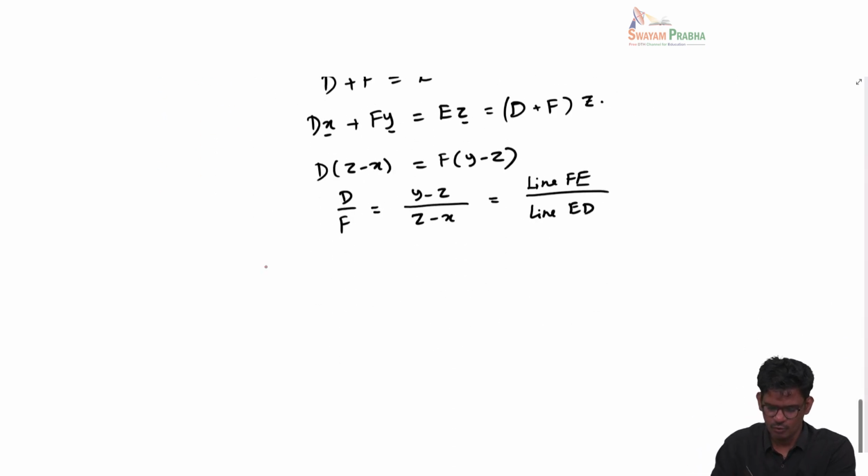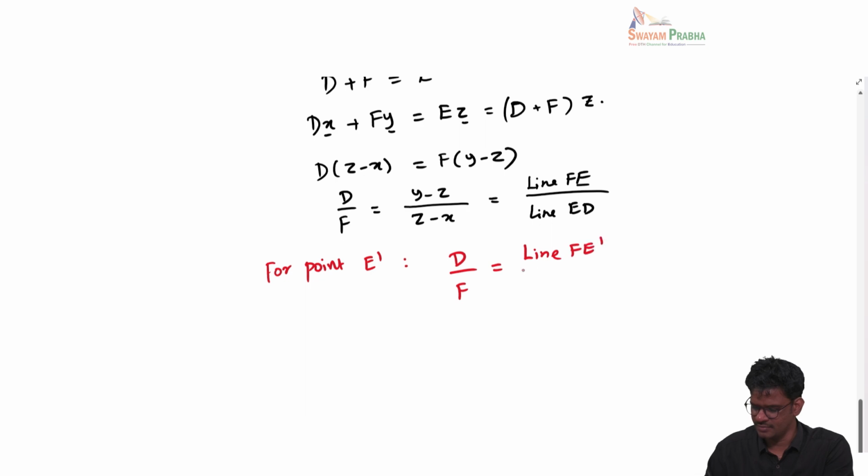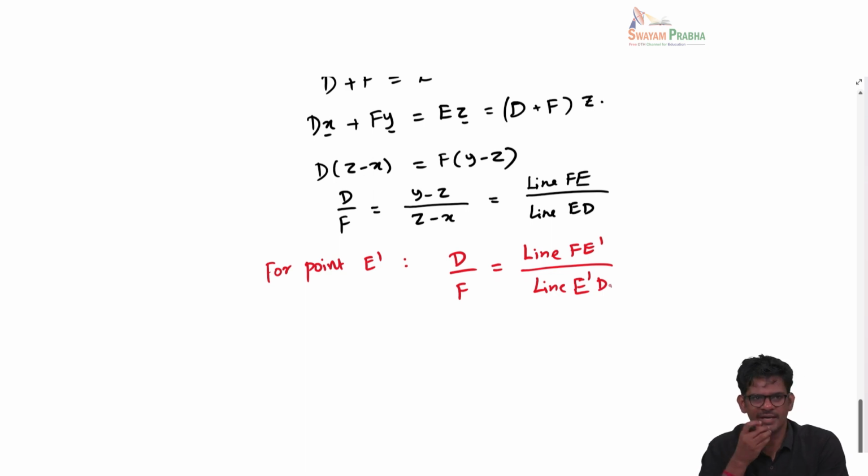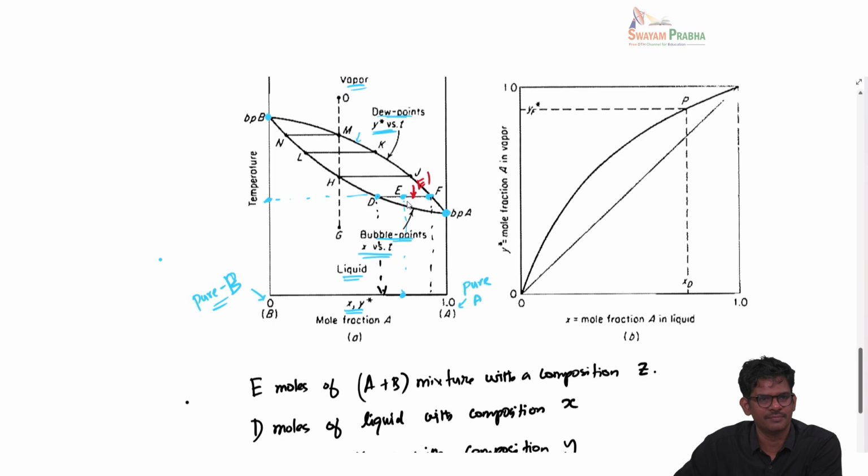Okay, so for point E prime, you will see that D by F will be equal to line F E prime by line E prime D. So what would happen? Are you getting more liquid or less liquid? By going from E to E prime, will you get more liquid or more vapor? Again, please check again. This D by F is given by this line length F E prime over D E prime. What has happened to this ratio? Has it increased or decreased? Decreased. So what does that mean? D has decreased, right? So D is what? D is liquid. Okay, so that has decreased and more vapor would have formed. So this relationship is useful in determining which is more and which is less.